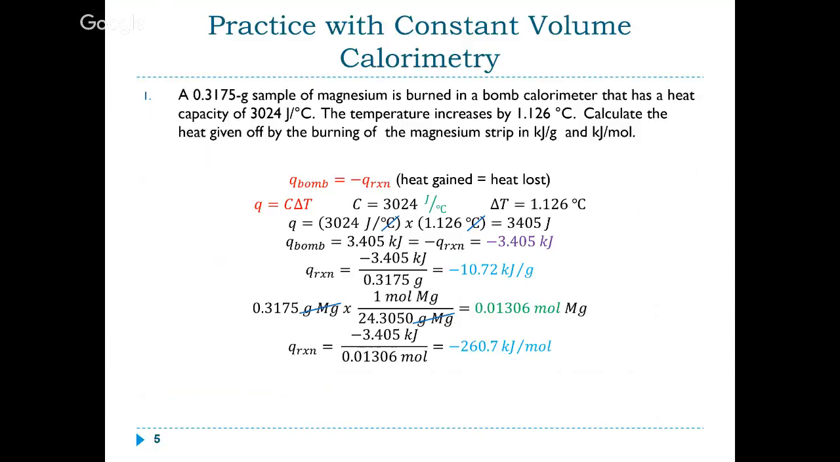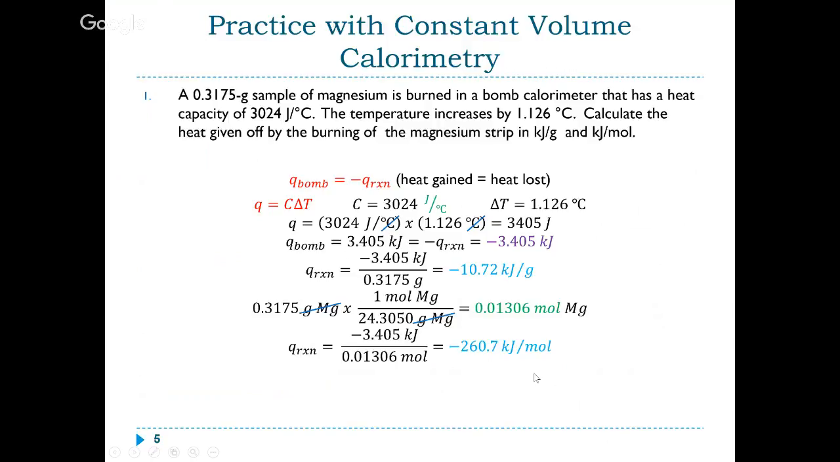So a 0.3175 gram sample of magnesium is burned in a bomb calorimeter that has a heat capacity of 3,024 joules per degree Celsius. The temperature of the calorimeter increases by 1.126 degrees Celsius. So we want to calculate the heat given off by the burning of the magnesium strip in kilojoules per gram and kilojoules per mole. So once again, we remind ourselves that the heat associated with the bomb calorimeter, or Q-cal, is the same as Q-bomb, is the negative heat of our reaction.